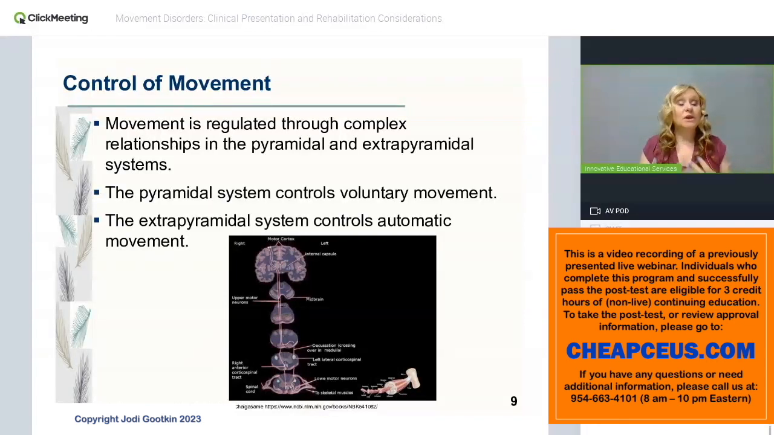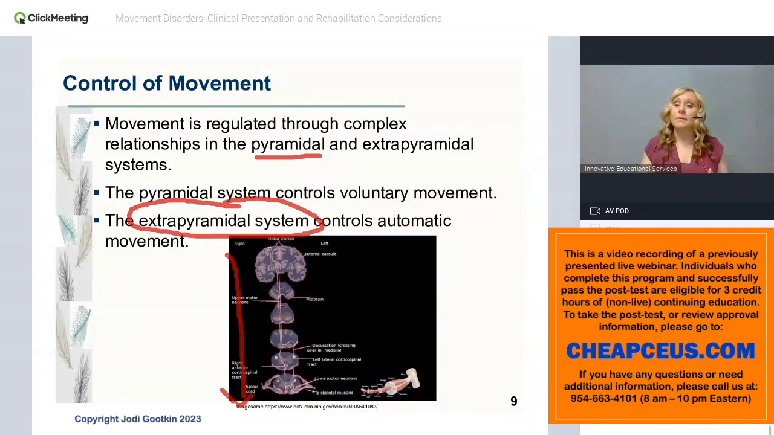We know that when we initiate movement, we have different systems and neural networks that are firing in order to allow that movement to occur. We have our pyramidal system, which is our voluntary system that is going to transmit those impulses through the cortex down through our corticospinal tract, our corticobulbar tract, in order to initiate that voluntary movement. Where we're focusing today is on that extrapyramidal system. That extrapyramidal system is focusing on controlling more of our automatic movement patterns, those things that kind of sit in the background that create the baseline for movement to occur.